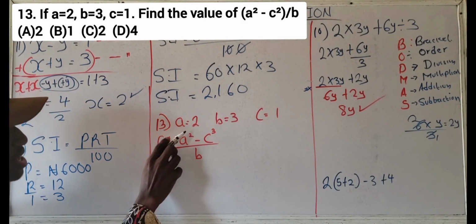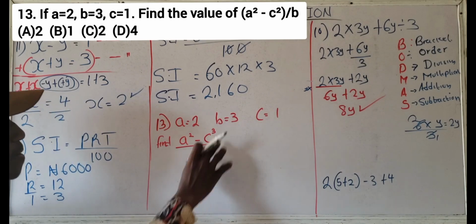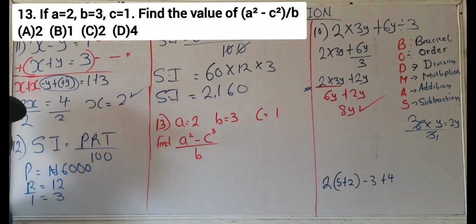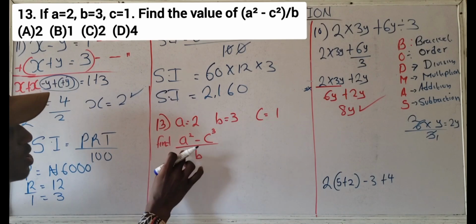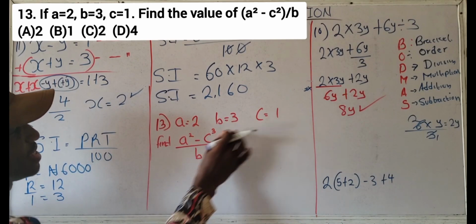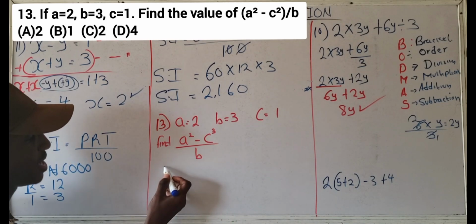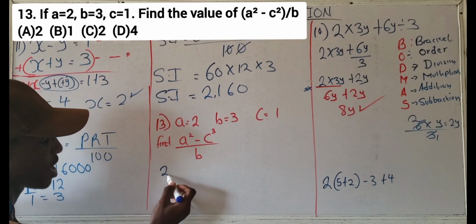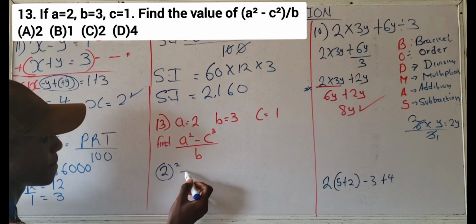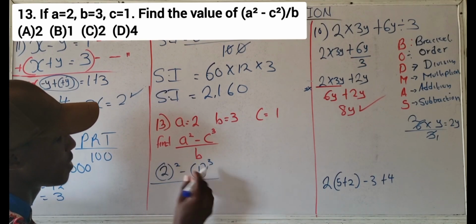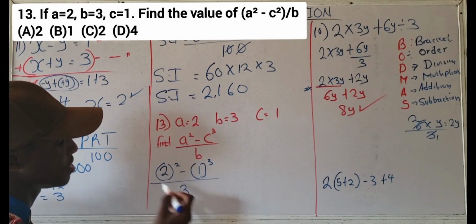Now, pay attention to the details. We are given that A is 2, B is 3, and C equals 1. We have to find this. All you have to do here is just replace A as 2, B as 3, and C as 1 in this expression. You understand? So here we are going to have A squared, which will be 2 squared. So I'm going to have 2 raised to the power of 2 minus C. C is 1, so I'm going to have 1 raised to the power of 3, all over B. B is 3, so I'm going to have all over 3.